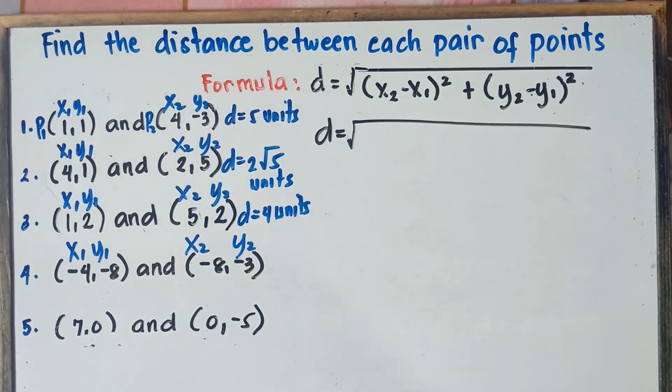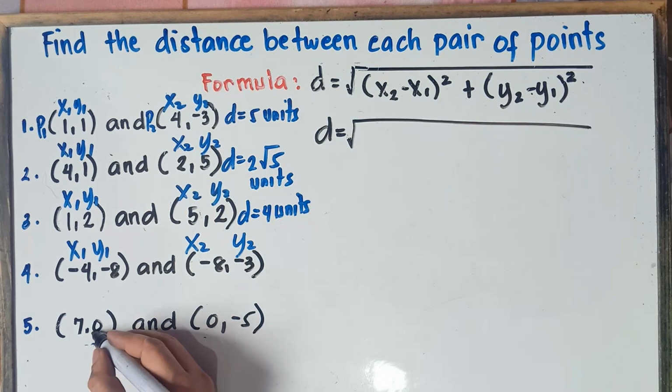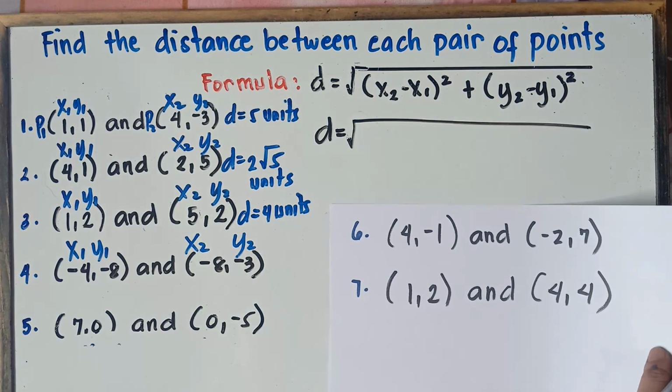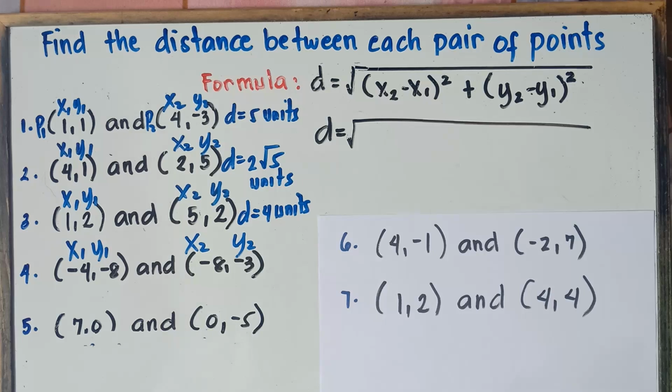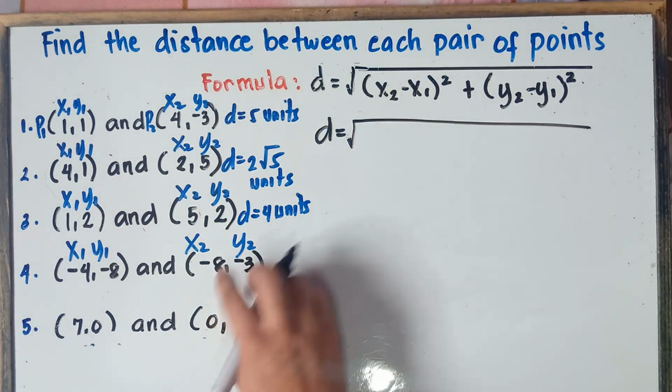Alright, so this will be our last example, class, because we don't have enough time. You try this one. Number 5, number 6, and then number 7. I will give you 3 examples, class. And then you put your answer, class, on the comment section down below. Let me check, class, if you really understand our topic. So once again, let's have first example number 4. X sub 2 is negative 8.